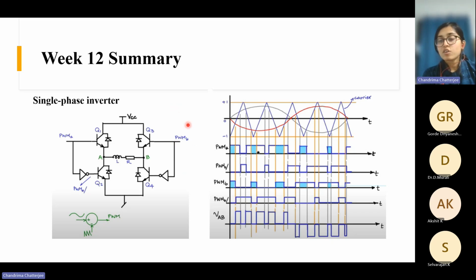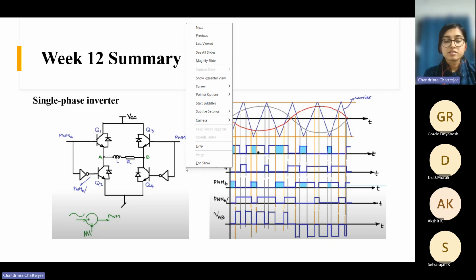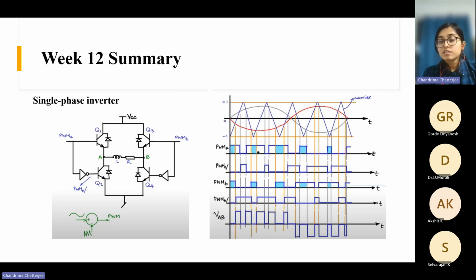So this method is called a unipolar sine pulse width modulation, because here the voltage across the load is either plus VCC or minus VCC, right? There is another method that is called the bipolar sine PWM. There the voltage will be something like this, either plus VCC or minus VCC. Okay, the voltage will be like this. It will not be zero.